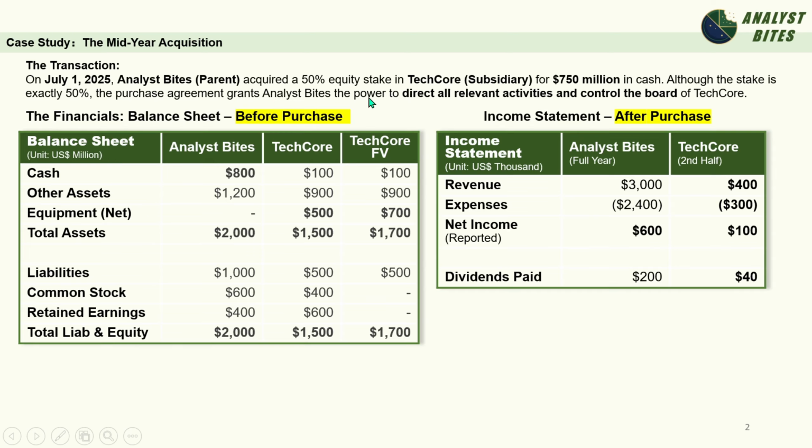Now, the only new variable, the purchase price. Take a look at this number, 750 million. Last time we paid 600 million, the perfect zero goodwill scenario. This time we are paying an extra 150 million. This premium is our main character, goodwill. Let's see how to calculate it under different standards.